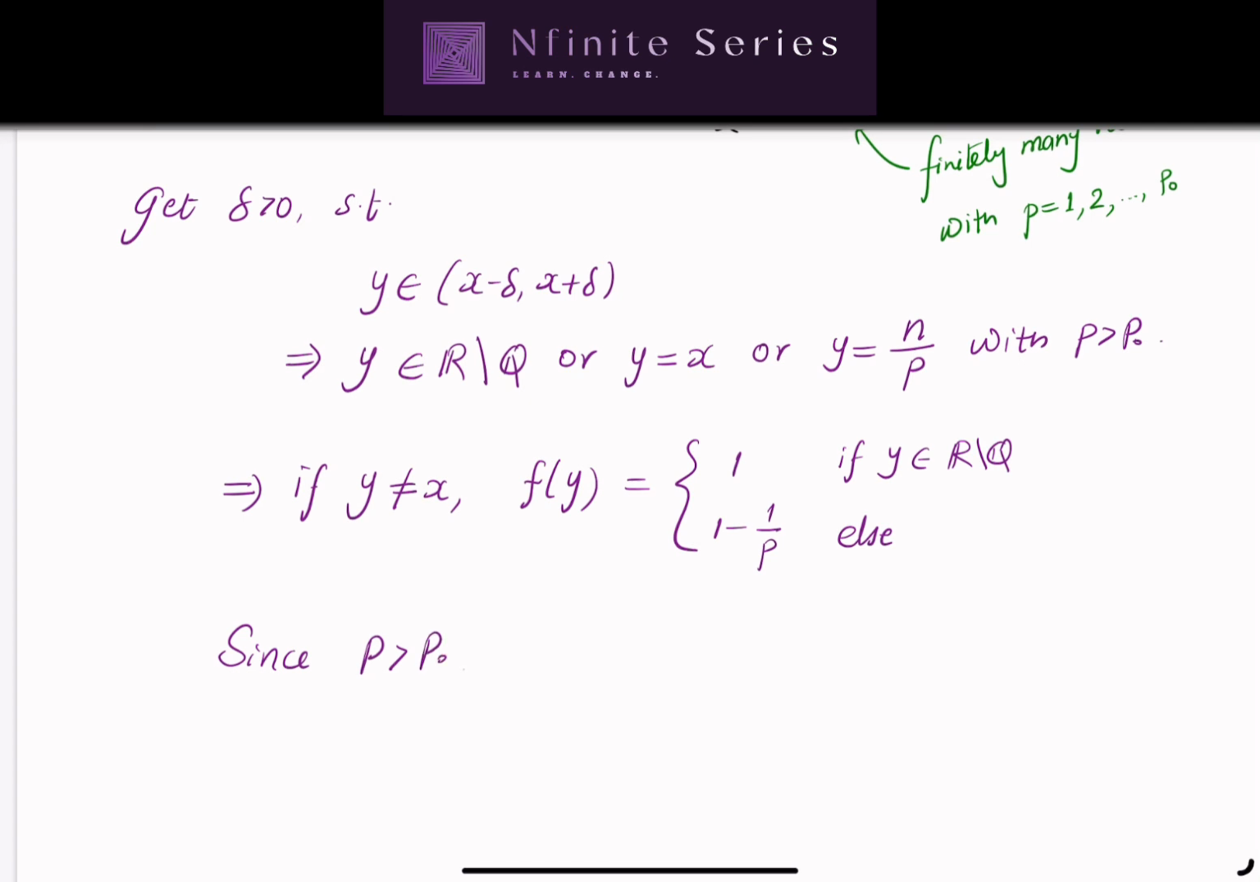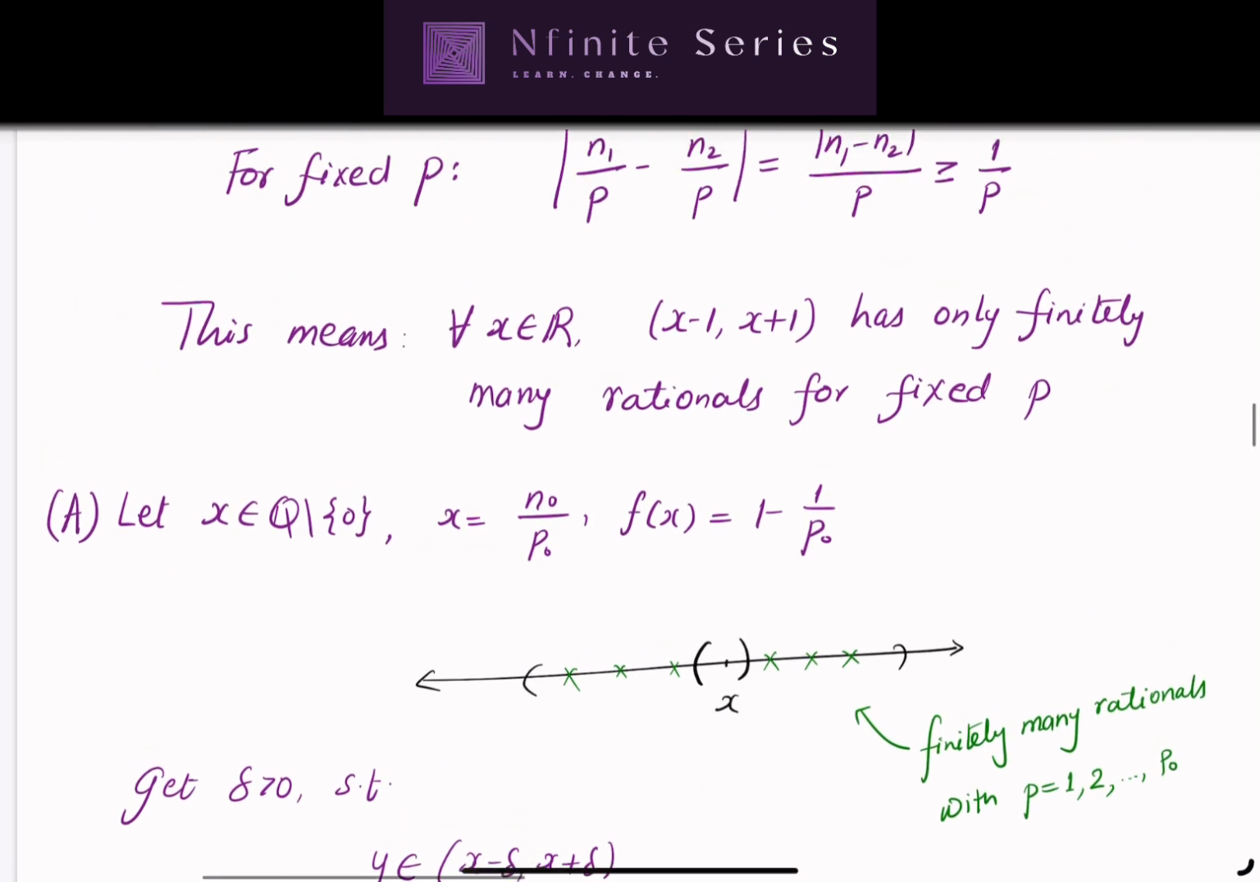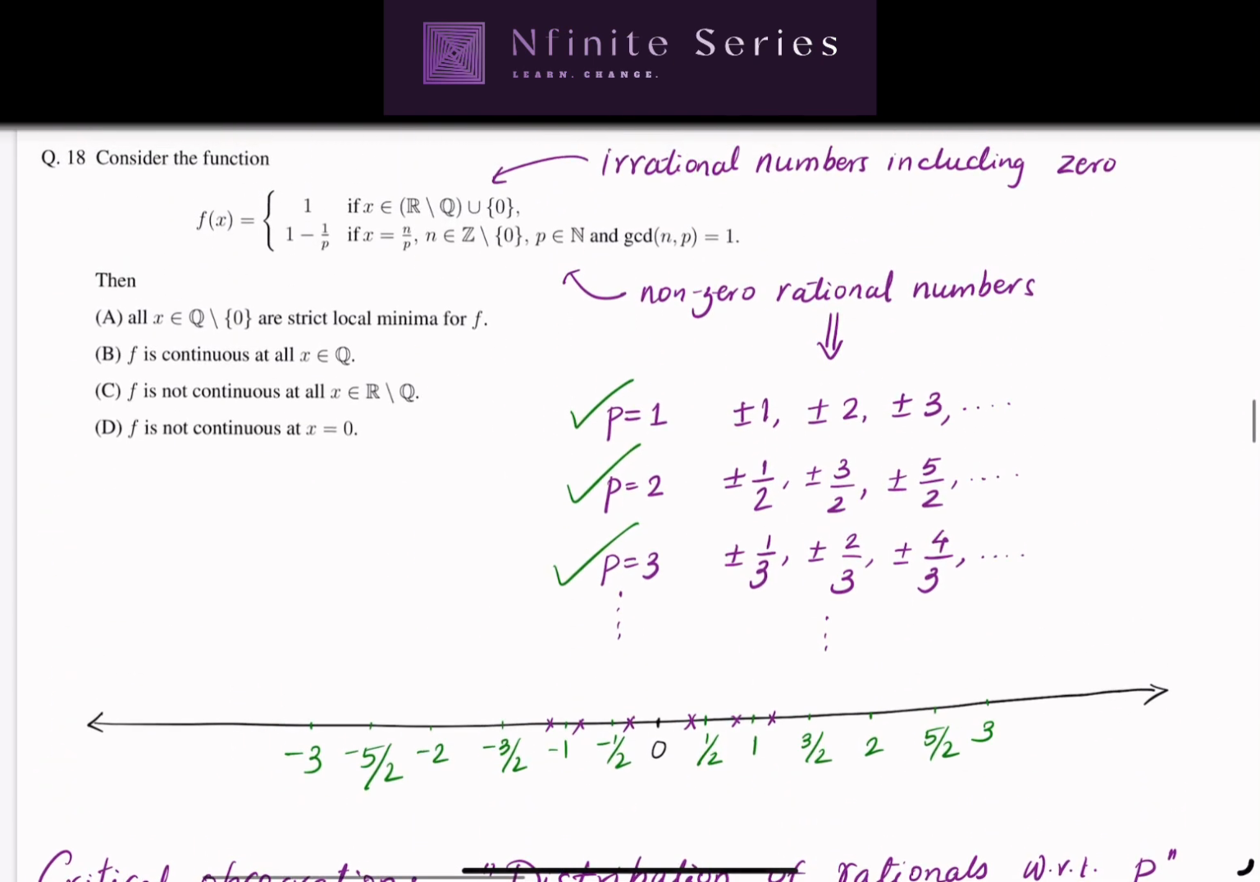Now, since by choice p is greater than p naught, what we have is 1 minus 1 by p is strictly greater than 1 minus 1 by p naught. And 1 minus 1 by p naught is the functional value of x. So in other words, we have f of y greater than f of x whenever y is not equal to x. And it means that x is a strict local minima of f. And therefore, option A is the correct answer.